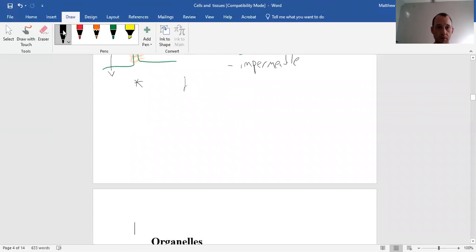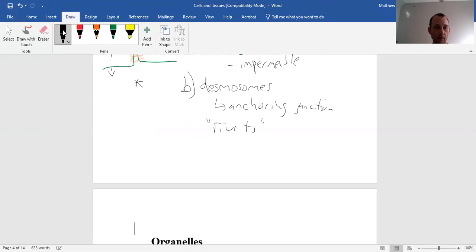In addition to tight junctions, we have desmosomes. Desmosomes are sometimes called anchoring junctions. They're different. They're not like sewing cells together. It's more like creating a series of rivets. If I have the cell membrane here and the cell membrane here, then basically what you have is a desmosome, and that desmosome consists of a button-like plaque. So this thing that looks like a button is a plaque.